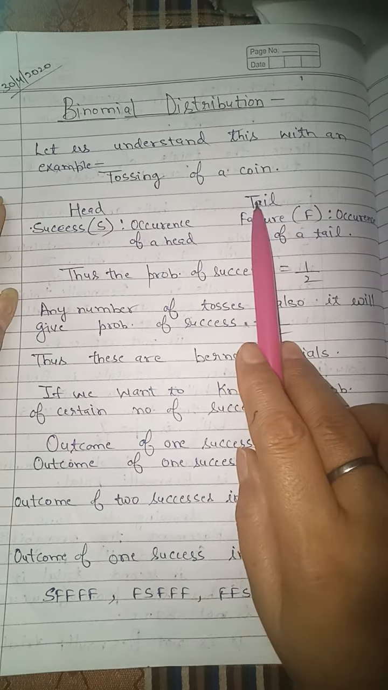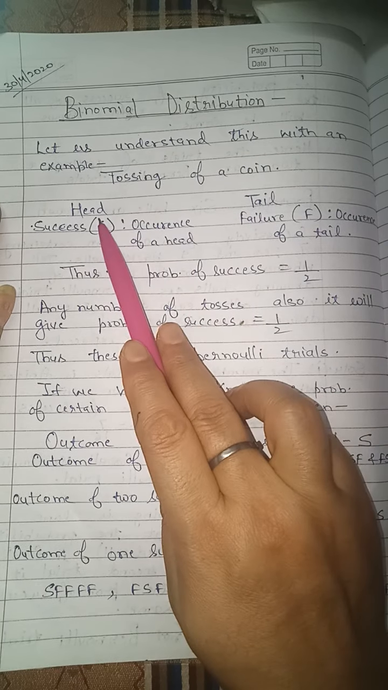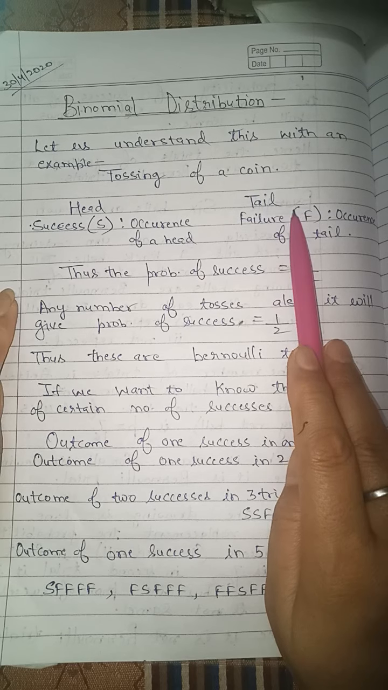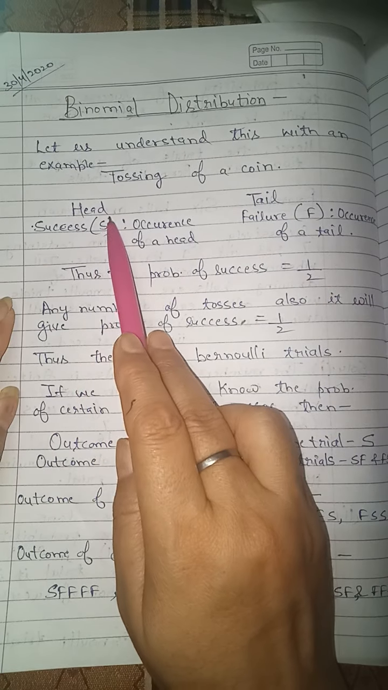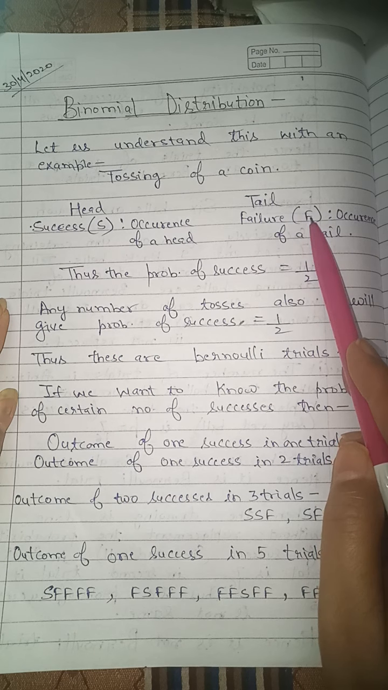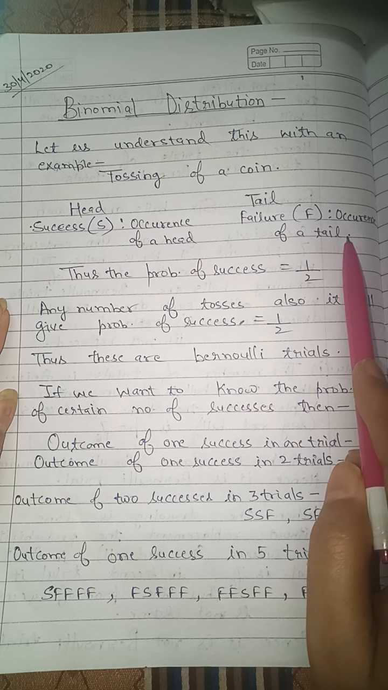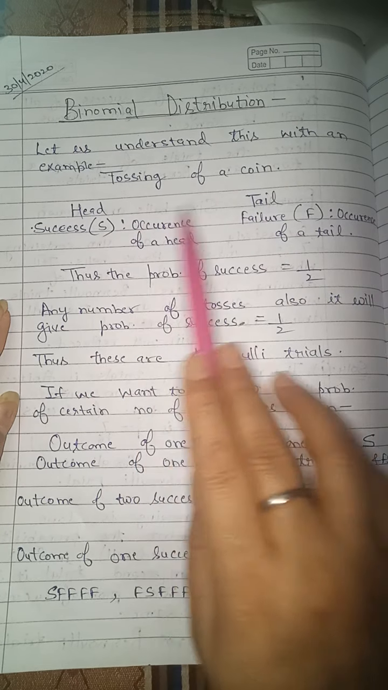Let us understand this with an example, tossing of a coin. After tossing a coin, we'll either get a head or a tail. And I am considering getting a head a success, and I am denoting it with S, and a failure with F, means getting a tail.